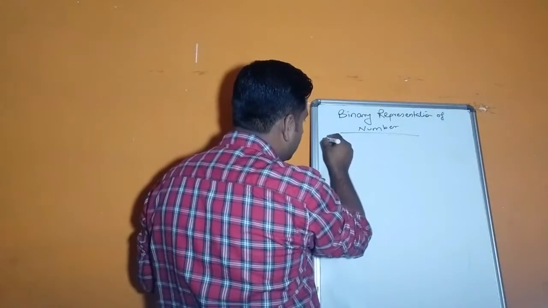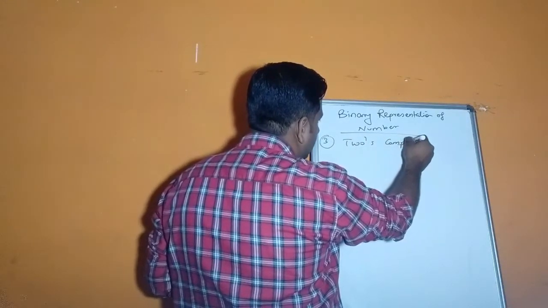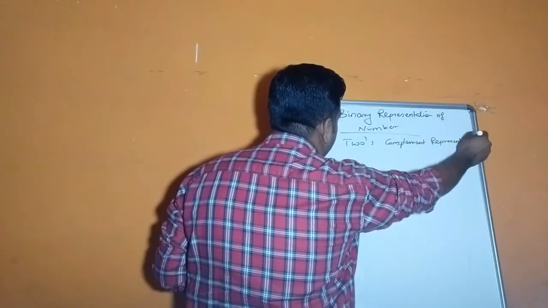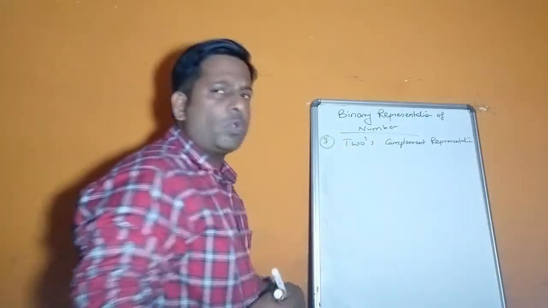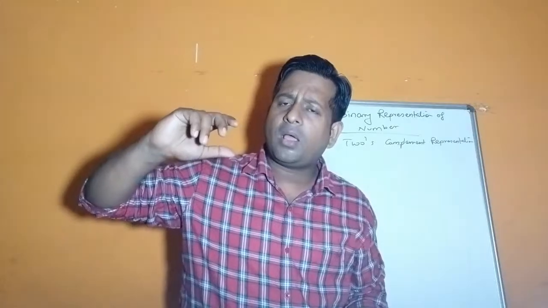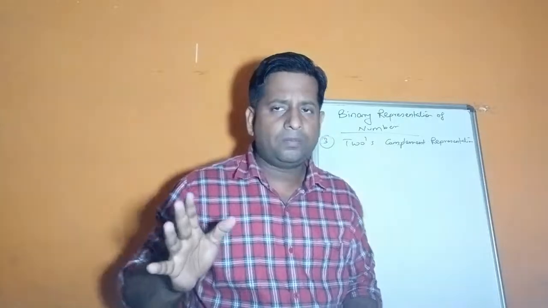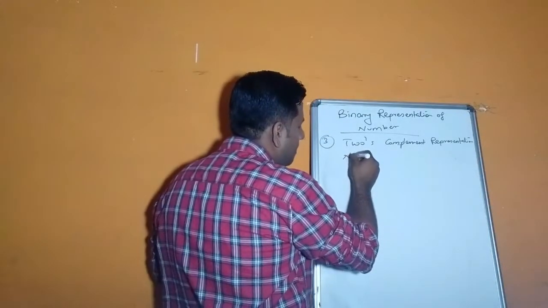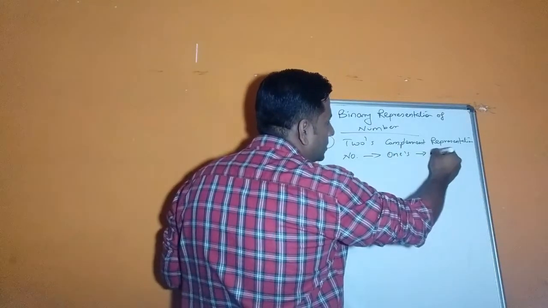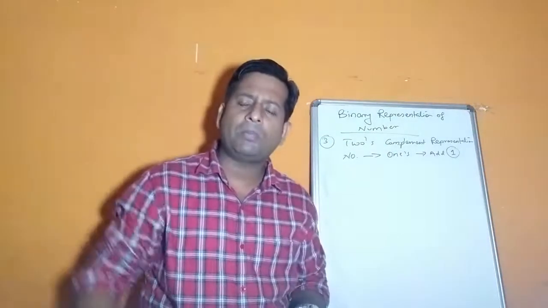Now the next part, number 3, is 2s complement representation. So according to 2s complement representation, first of all the number should be complemented as 1s complement, then add 1. Okay, that means first make the number 1s complement, then add 1. You will get the number in 2s complement form.